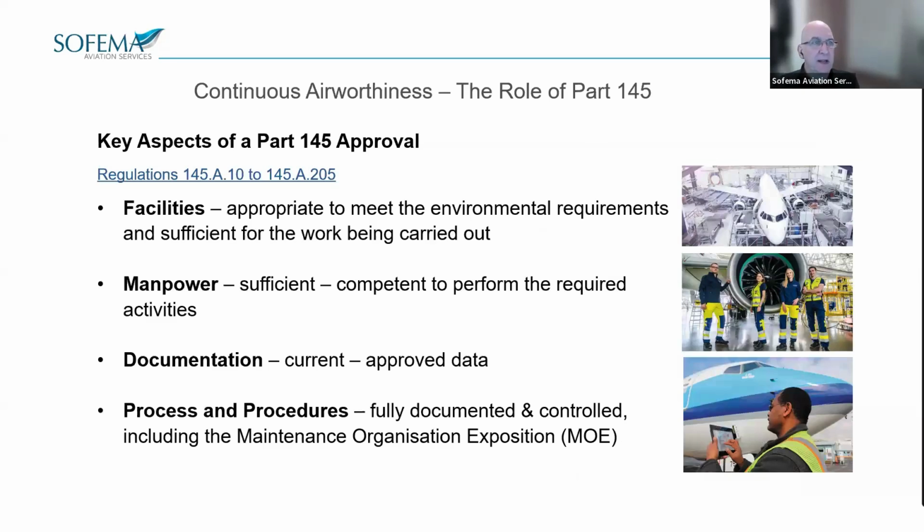What are the key aspects of gaining a Part 145 approval? There are a number of things that need to be in place before EASA will accept the maintenance organisation as approved for Part 145. Firstly, facilities. These must be appropriate to meet the environmental requirements and sufficient for the work being carried out. There needs to be enough manpower to do the work with suitable competencies. Documentation, maintenance data has to be the current data, appropriate data for the aircraft type, and fully approved. Process and procedures. The organisation needs a fully documented maintenance process in its MOE, Maintenance Organisation Exposition.